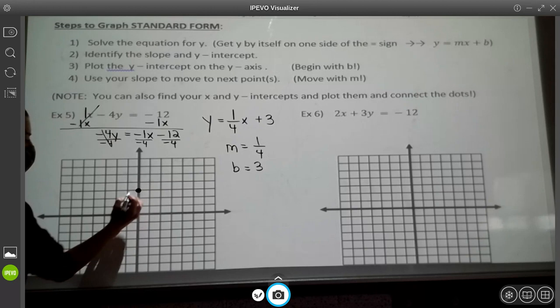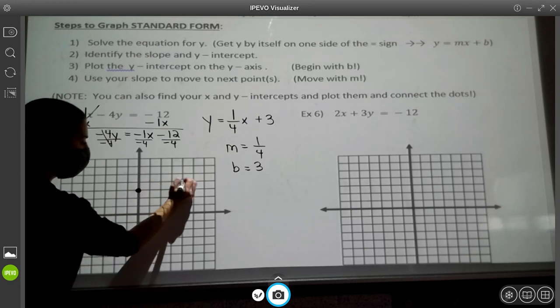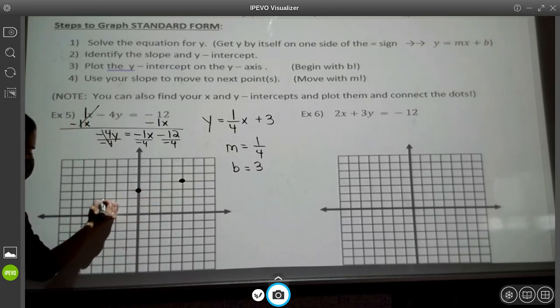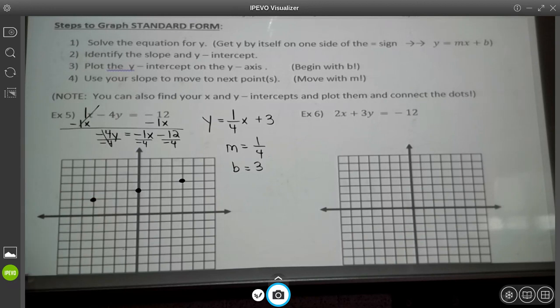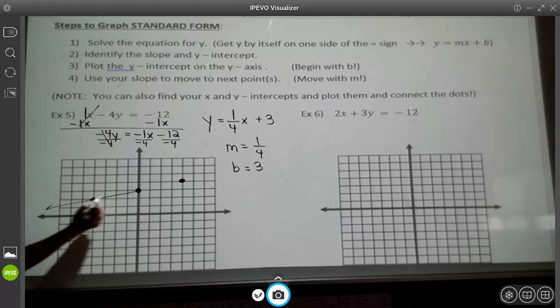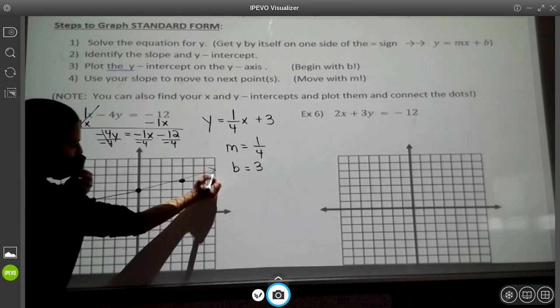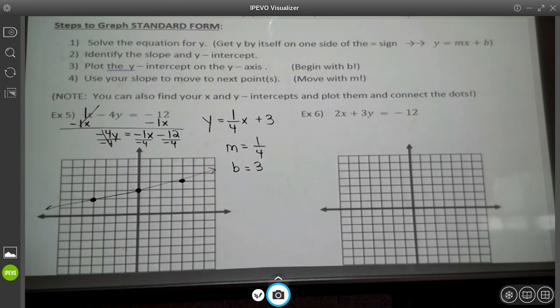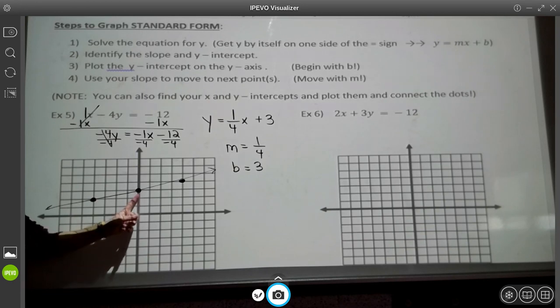The slope is positive, so hopefully your line will slant to the right. All right, double check your answer with mine. I went up 3 where my y-intercept is 3, and then I used my slope of rise 1 and go to the right 4 as my slope, or down 1 and left 4 to go the other direction. Everybody go with that one?